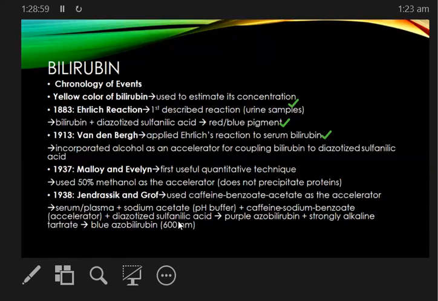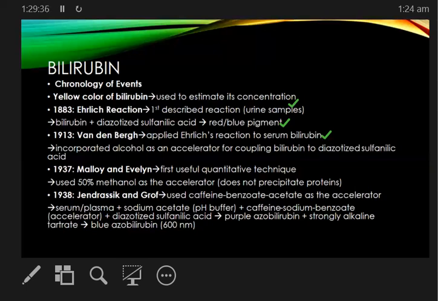This will form a purple azobilirubin, and in the presence of a strongly alkaline tartrate, this will form your blue azobilirubin, which is measured at 600 nanometers. Class, the sodium acetate as well as the alkaline tartrate are merely important in order to maintain the alkaline environment that is needed for the Jendrassik-Grof method.